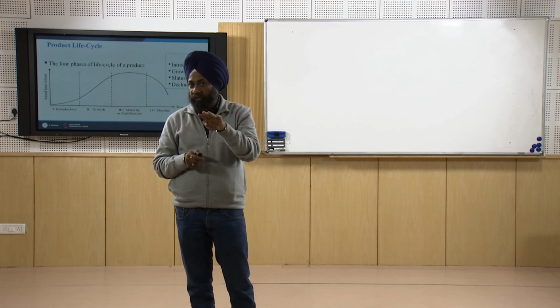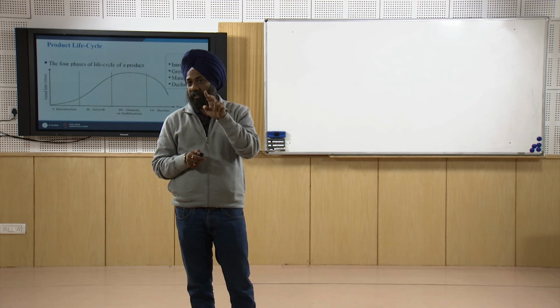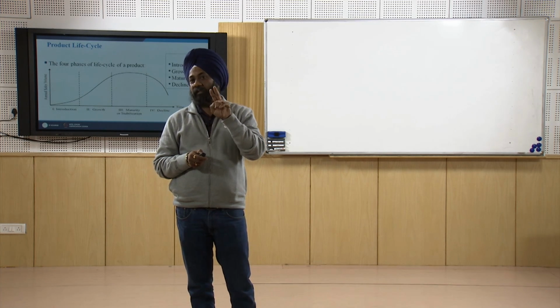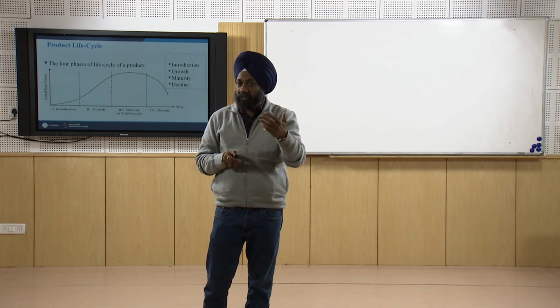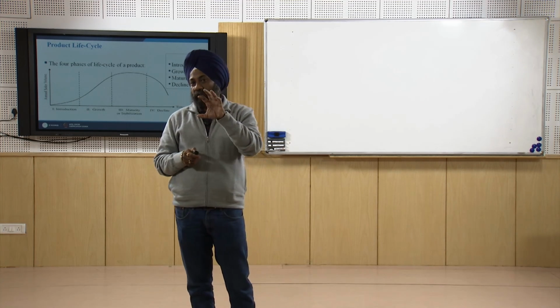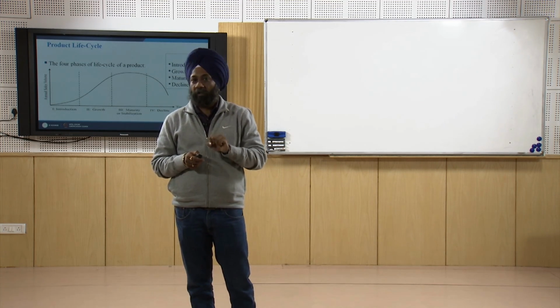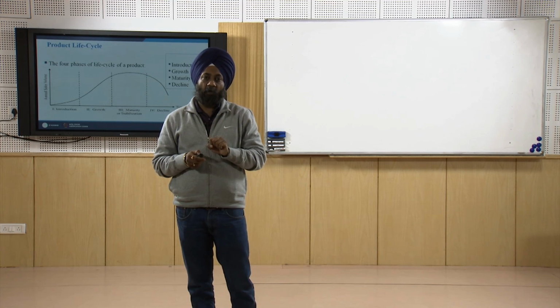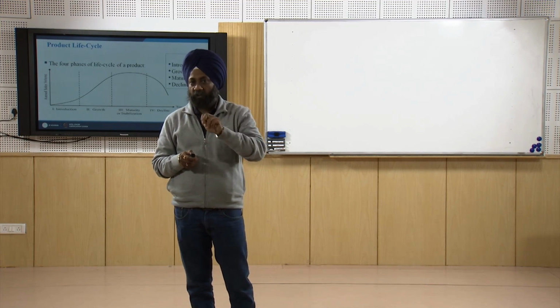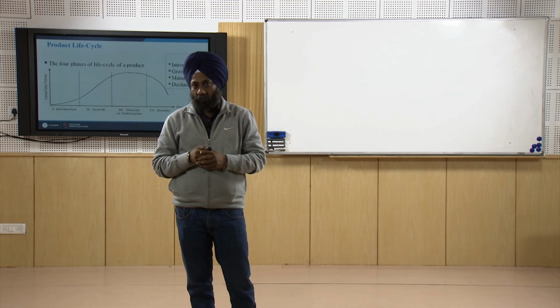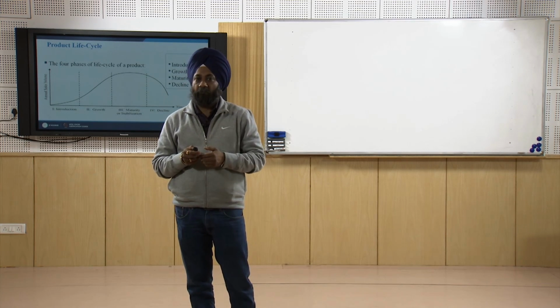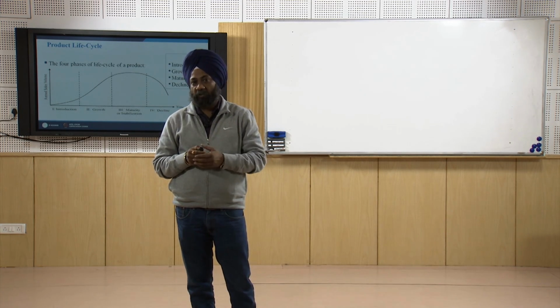So there are 4 stages. First one is the introduction, second one is the growth, third one is the maturity, and fourth one is the decline. In the next lecture we will see what decisions we can take if we have the product life cycle of a product, or a similar product, available with us. So thank you very much. We will interact again in lecture number 2, which will be related to the product life cycle.